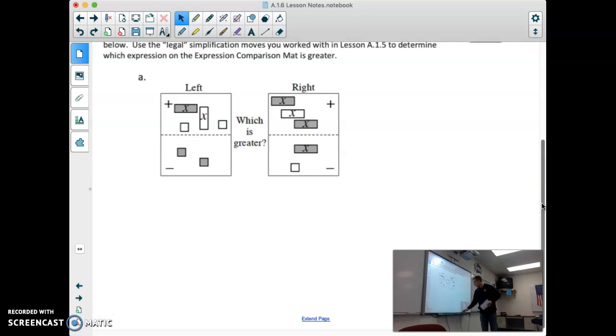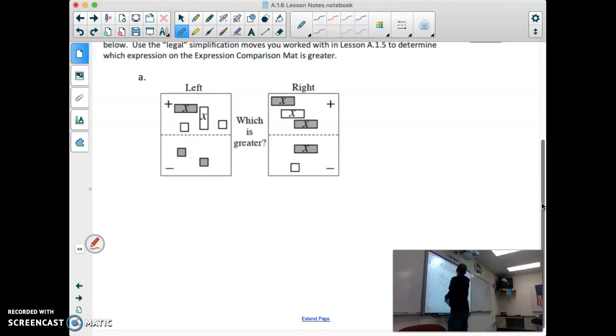The first thing we want to look for is our zero pairs. With our zero pairs, again, we are going to have a positive tile and a negative tile in the same region. So as we look at A, we've got these 2 X tiles, and they're going to cancel. That's a zero pair. We've got these 2 X tiles are a zero pair, so those are going to cancel. So now we can start moving some tiles around so there are no other zero pairs on our different expression mats here.